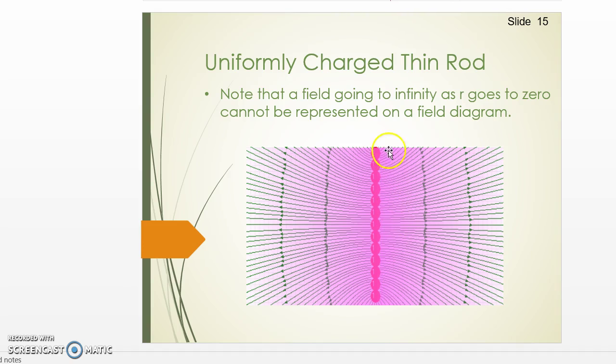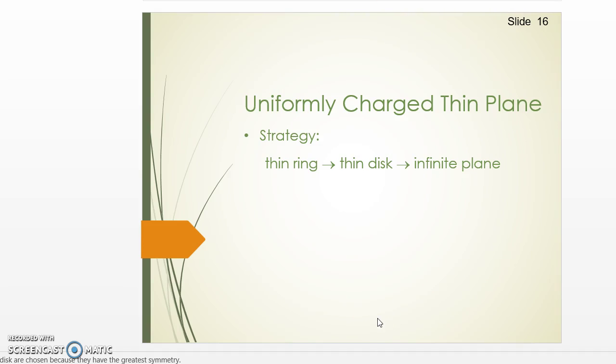And that point I've already made. There's no way in our diagrams we can indicate that the field goes to infinity as we get close to the rod. And this is a key point when we get to the thin plane. Alright, so how do we deal with the thin plane?